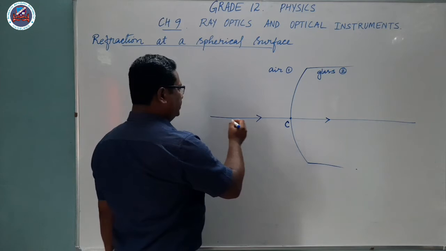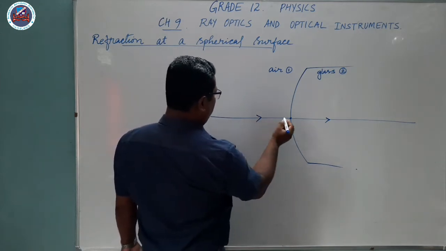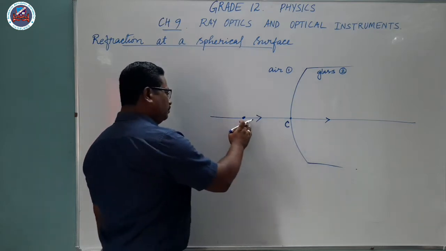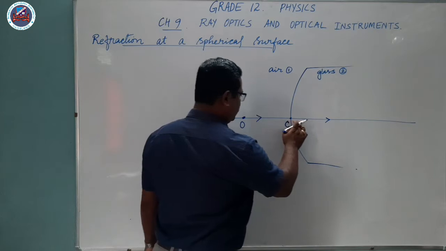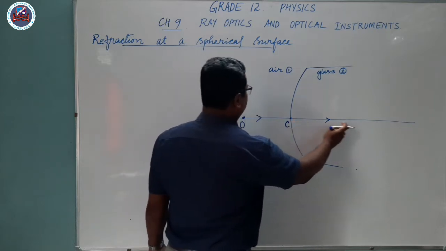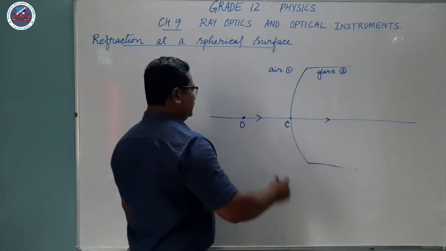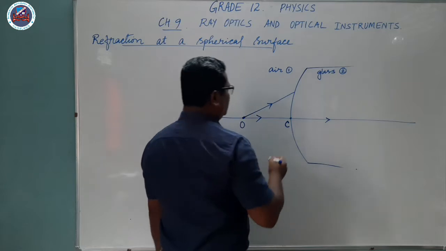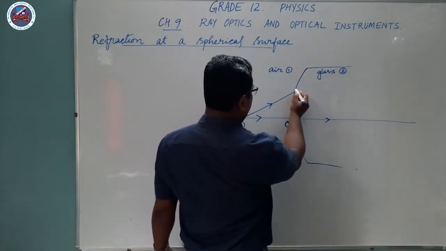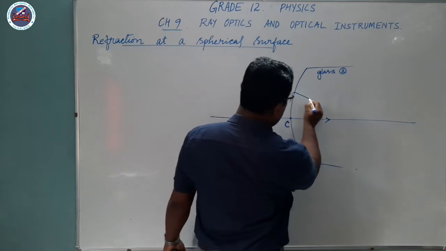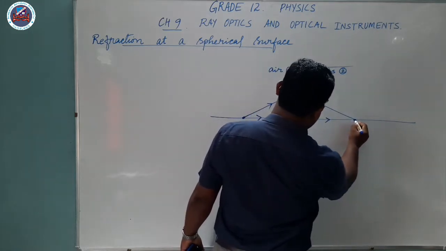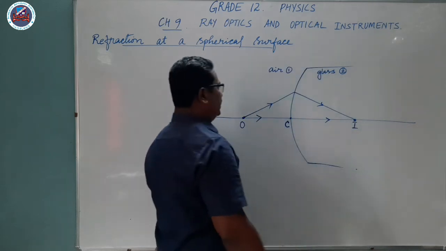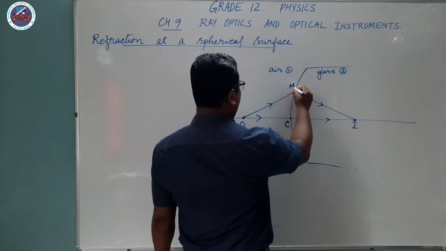If you take a point object anywhere on the principal axis, suppose let me take it as here, O. The ray that comes out from the object will just pass straight through the optical center, going straight along the principal axis. The second ray, if I draw here obliquely this way, then it will converge, as it is a convex spherical surface, at some point here, say as I am marking it, I. Let this point be M, the point of incidence.